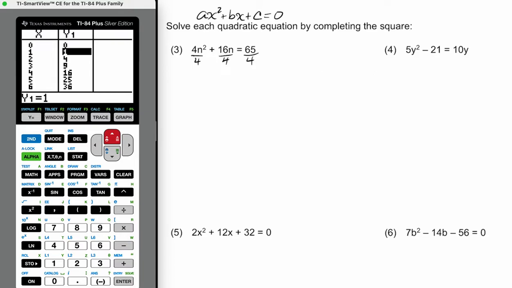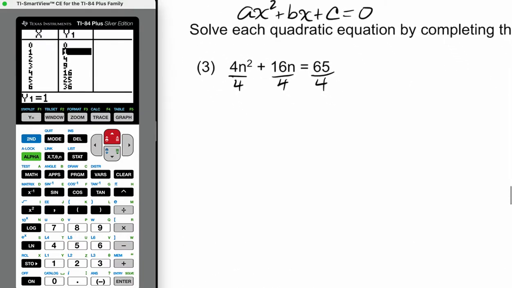All right, so that's going to give us n squared plus 4n, leave a little space to complete the square, is equal to 65 over 4. Don't put it in decimal form. I'm not saying it's okay to not put it in decimal form. I'm giving you a directive. I'm saying don't put it in decimal form. You'll get an answer that's not consistent with the way that these answers should be represented.